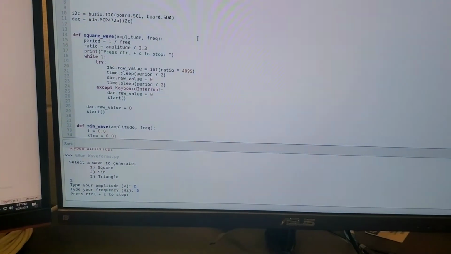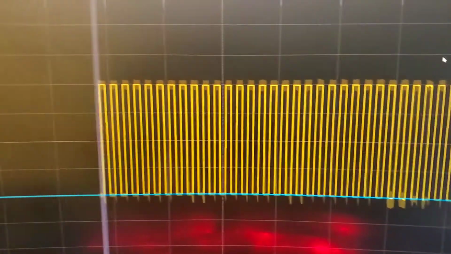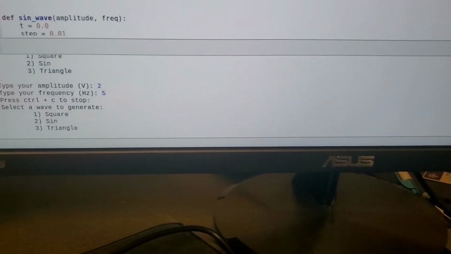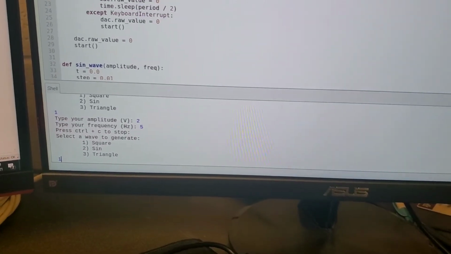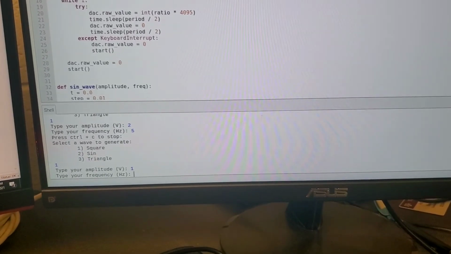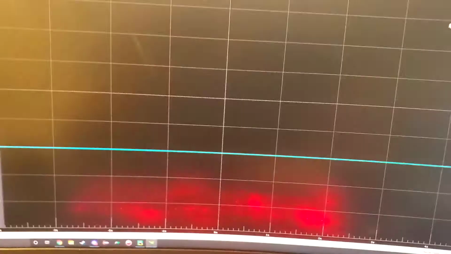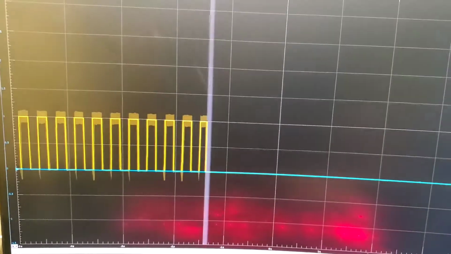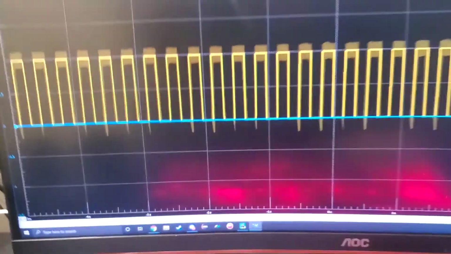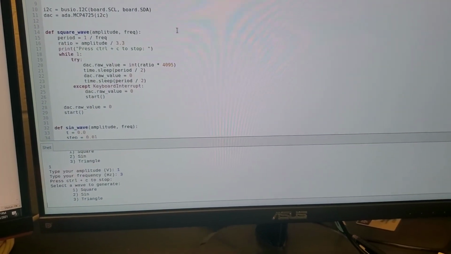Now if we press Control C, it will stop the current wave, as you can see. It stops the wave, and it will restart the program and prompt the user again. So this time we'll do a square wave with 1 volt amplitude and let's say 3 hertz for the frequency. So now you can see the square wave is a little bit slower, and the voltage is 1 for the amplitude.